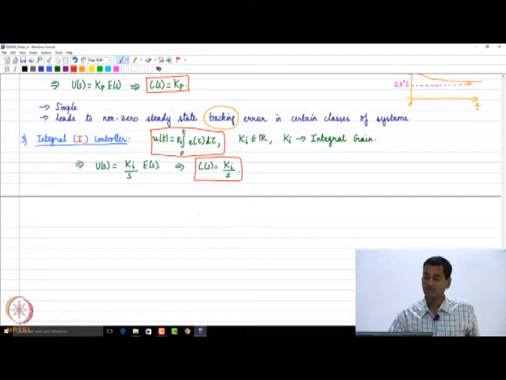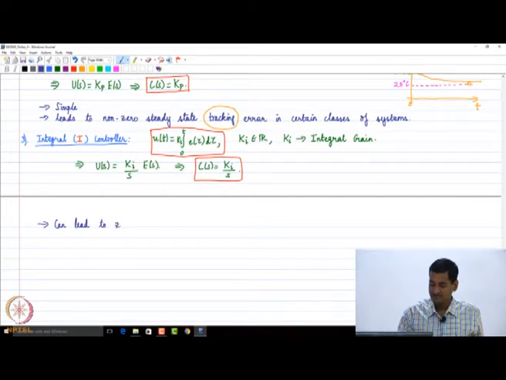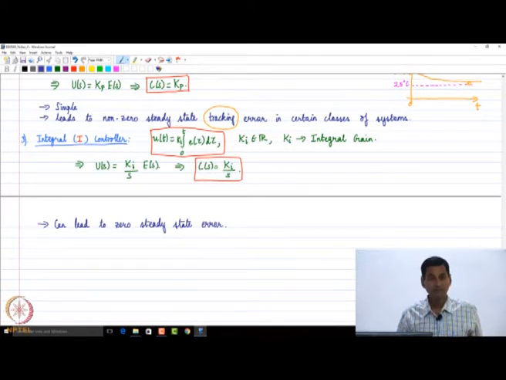Okay, now what are the pros and cons? Of course, at least in theory, it can lead to zero steady state errors. That's a big advantage of why we use integral control. We'll see how it does it, as I told you. So it can lead to zero steady state error. That's a big advantage of integral control.